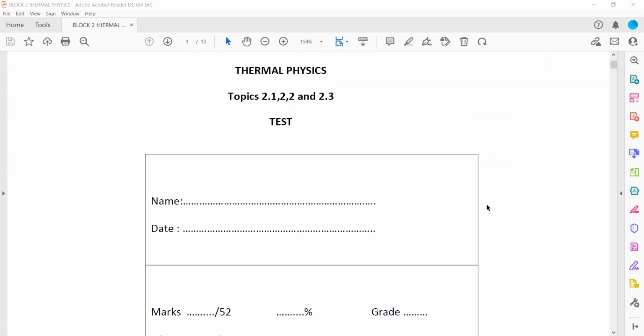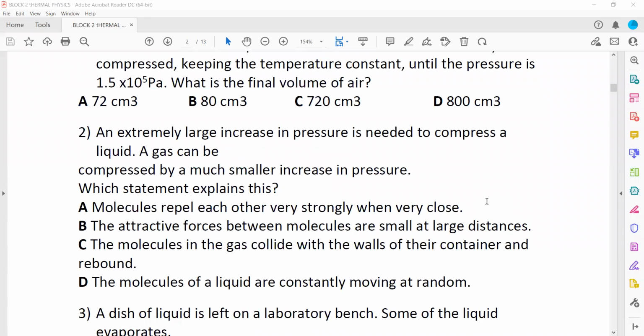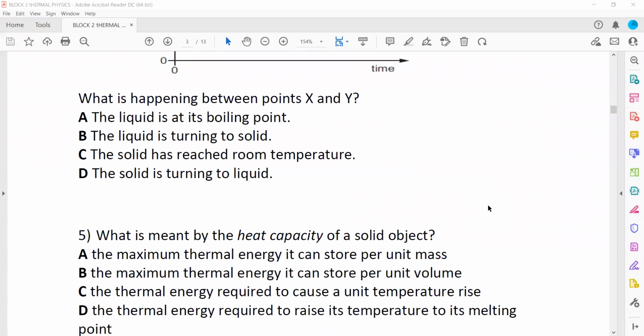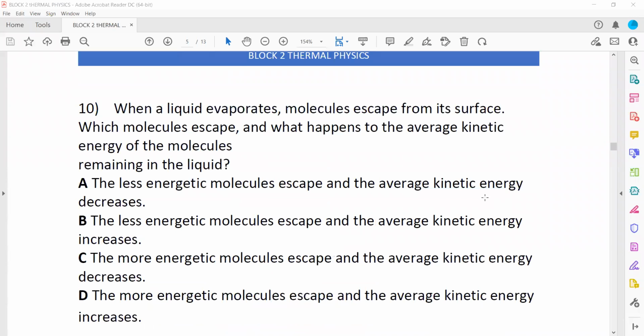Good evening, everyone. This is the second part of the discussion, and in this part I will discuss the structure questions related to Block 2 test.